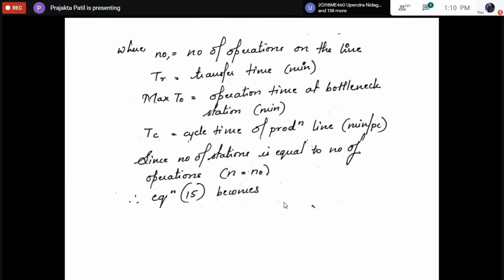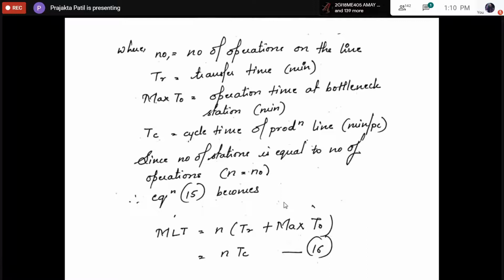Since the number of stations is equal to the number of operations, you can use the term n instead of n naught. And if you consider that, then equation 15, which you have seen earlier, becomes n into (TR plus max T naught), that is n into TC.